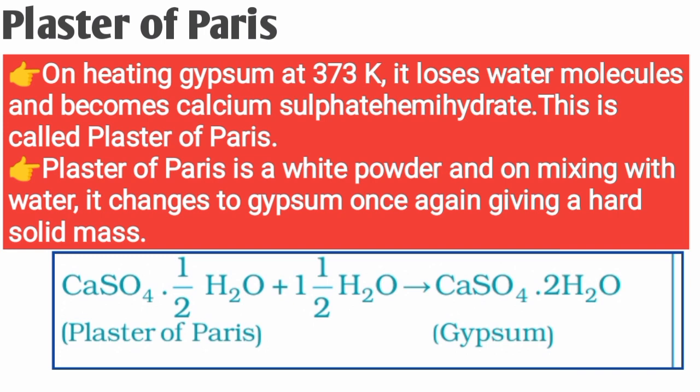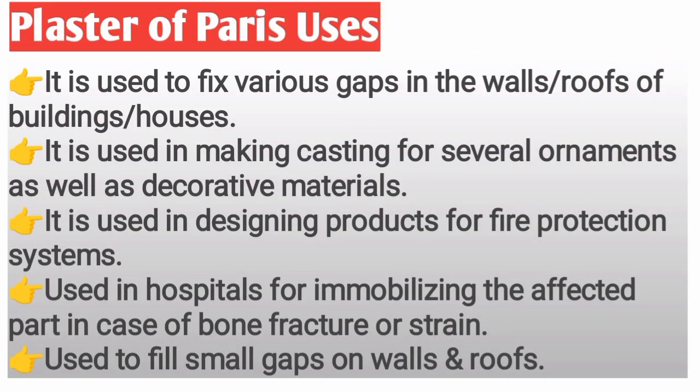When we add some water to plaster of Paris, it becomes very hard. So it is stored in closed containers. And next, what are the uses of plaster of Paris? It is used to fix various gaps in the walls and roofs of buildings and houses also.